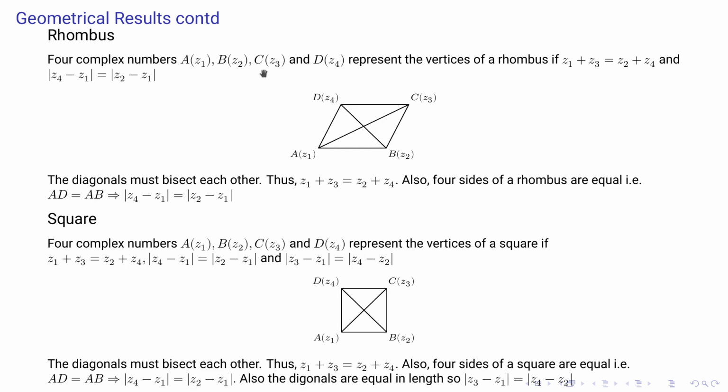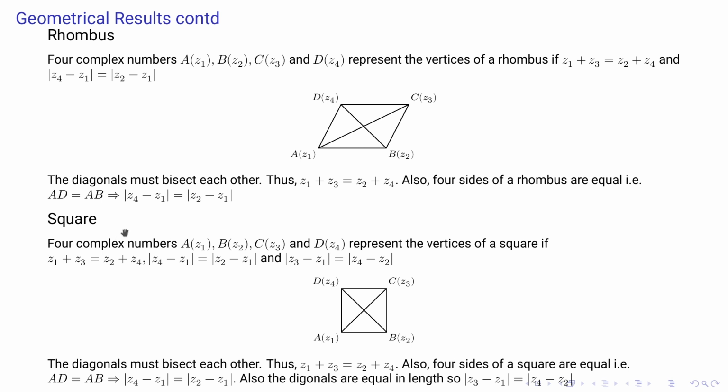For a rhombus, we will have the same condition as for a parallelogram, plus mod of z4 minus z1 is equal to mod of z2 minus z1. So we know that the sides of a rhombus are equal and the diagonals bisect each other. Because the diagonals bisect each other, we have this condition, and because the 4 sides are equal, AB will be equal to AD. So from this we have mod of z4 minus z1 is equal to mod of z2 minus z1. When I say mod, I basically mean modulus.